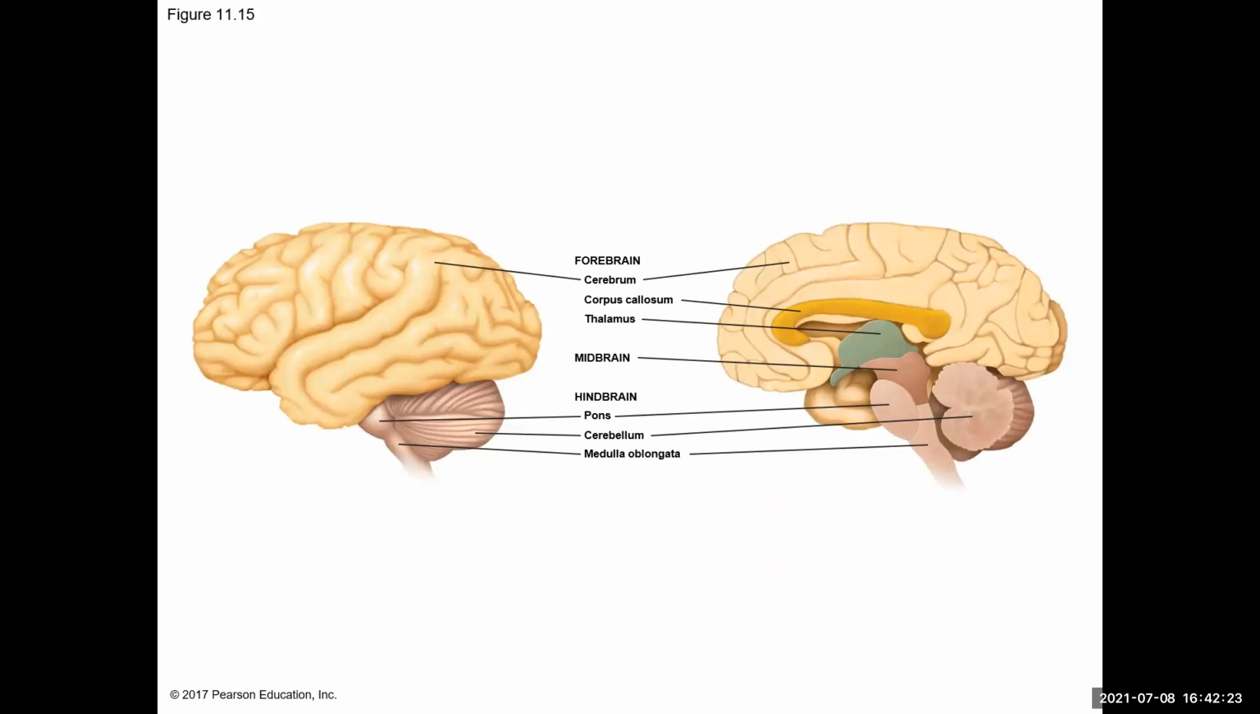Now here's an image of the three divisions of the brain. So you've got your hindbrain, midbrain, and then forebrain. For the hindbrain, you've got your cerebellum, the medulla oblongata, and then the pons, which is right here. And then we'll come back and look at this and discuss more about the midbrain and the forebrain as we continue.